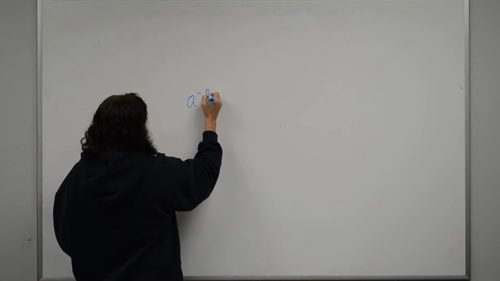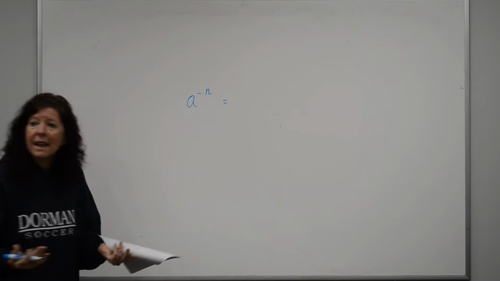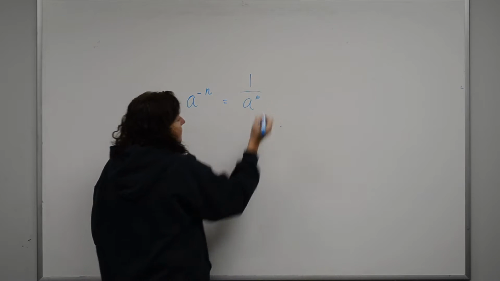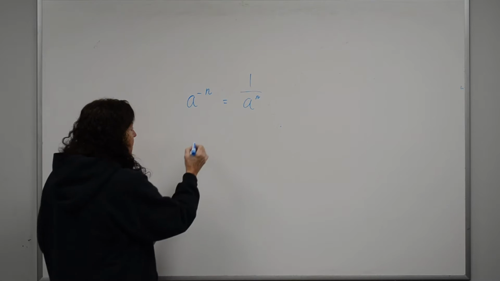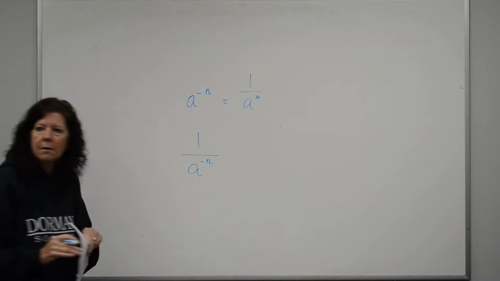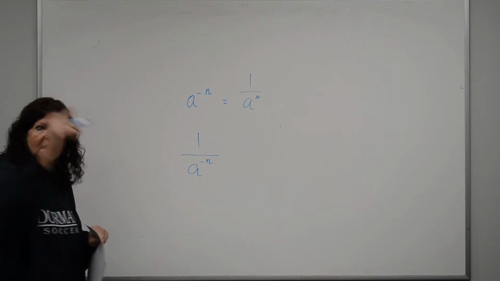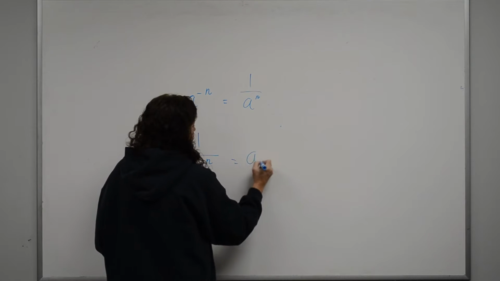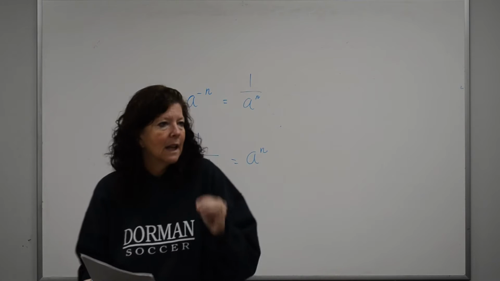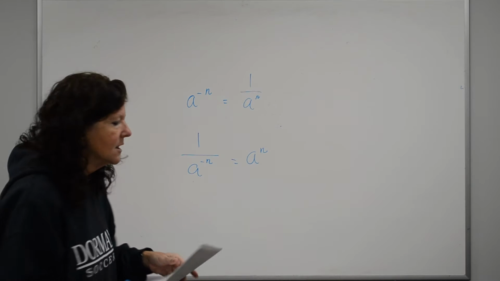If I have a to the negative n power, you know that negative on the exponent takes it to the bottom location. If it was on the bottom, what would the negative do? It brings it to the top and you get rid of it. So then it's just a to the n power. Anytime you have a negative on the exponent, it changes its location.